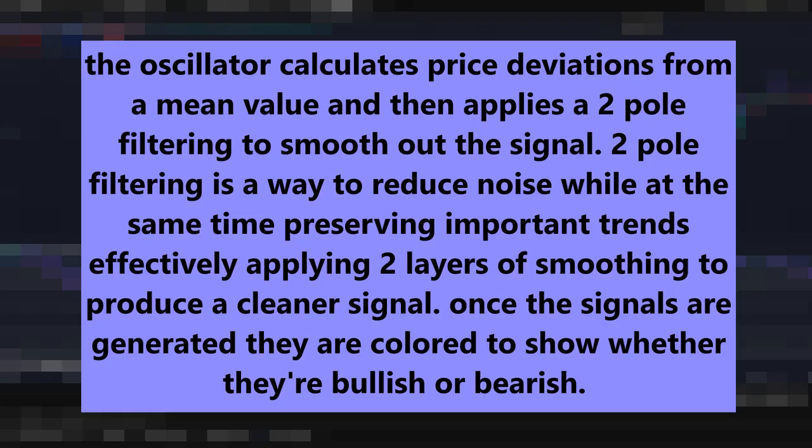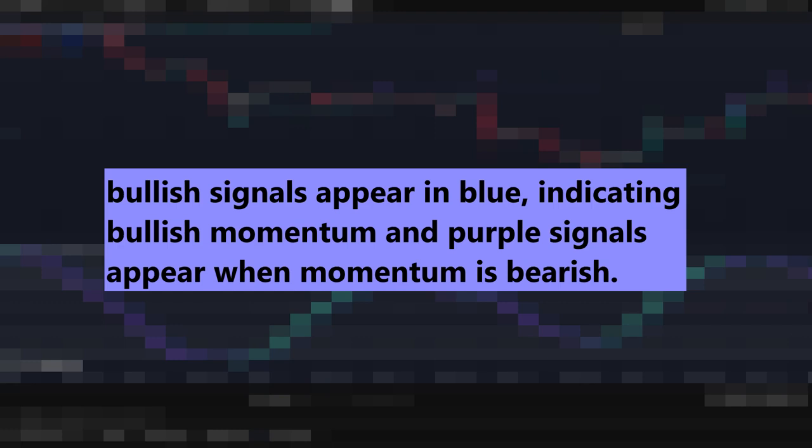The oscillator calculates price deviations from a mean value and then applies a two-pole filtering to smooth out the signal. Two-pole filtering is a way to reduce noise while at the same time preserving important trends, effectively applying two layers of smoothing to produce a cleaner signal. Once the signals are generated, they are colored to show whether they're bullish or bearish. Bullish signals appear in blue, indicating bullish momentum, and purple signals appear when momentum is bearish.